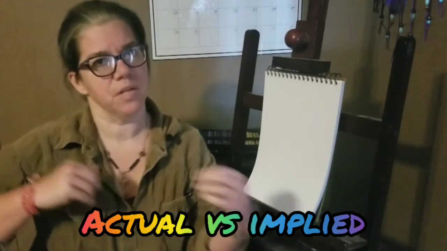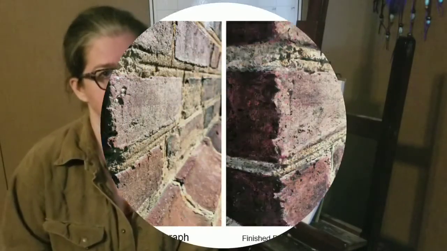All right, so now that I've shown you some actual textures, let's talk about the difference between actual texture versus implied texture. I really want you guys to understand the differences there. And when we're dealing with art, there's a lot of times that we deal with implied texture versus actual texture. And that's what we're going to be doing with your hands. So let's talk about that.